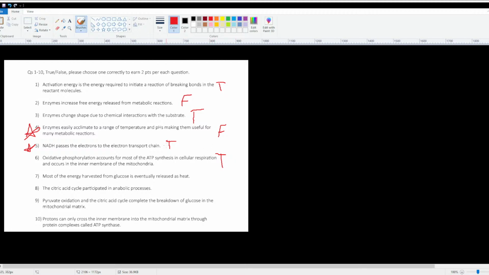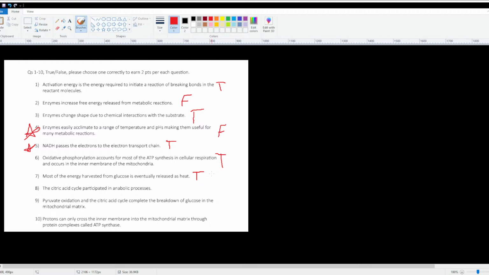Number seven: most of the energy harvested from glucose is eventually released as heat. That is true, because if you just think about every process that you do, just think about where all that energy is going. It's eventually going to be released as heat. If you exercise, you get hot. You're burning all that glucose, all those energy stores, and then it gets released as heat. So yes, most of the energy harvested from glucose is eventually released as heat.